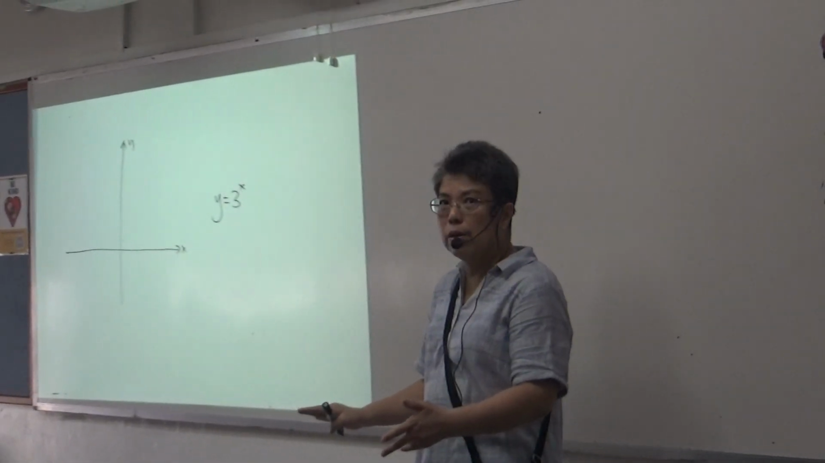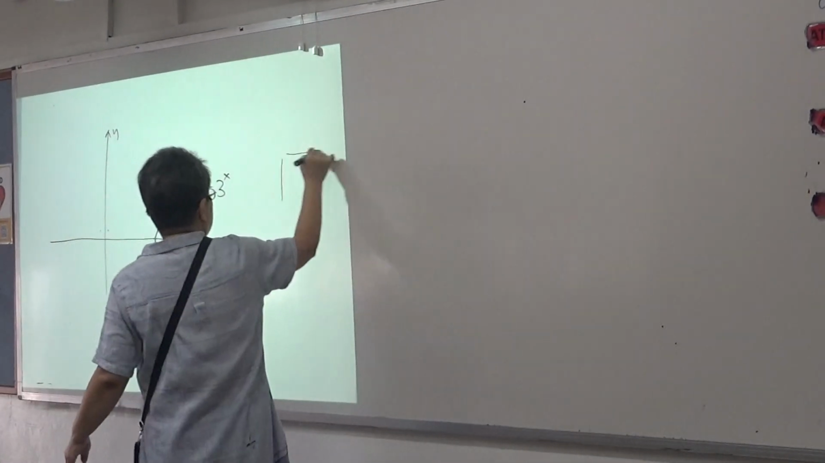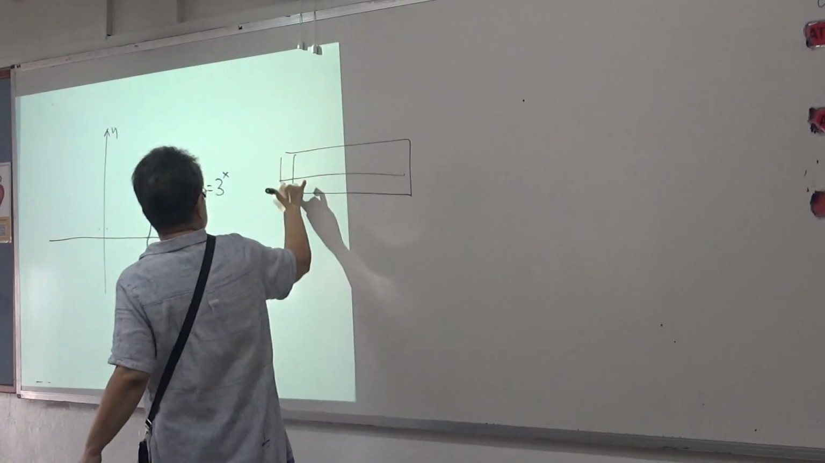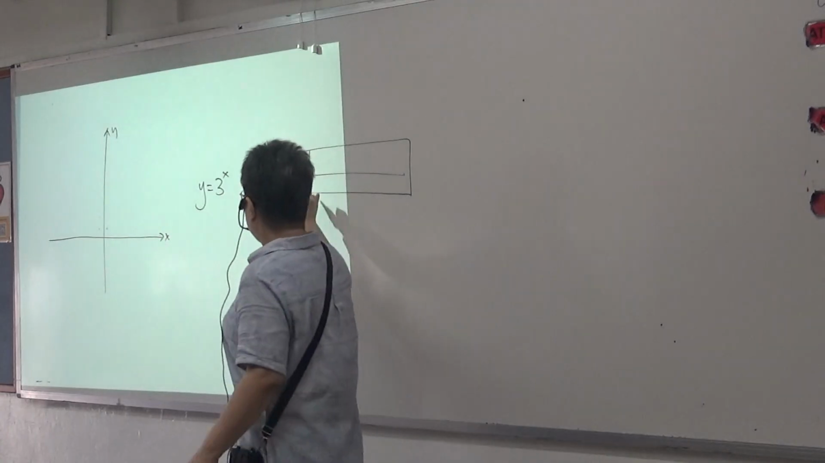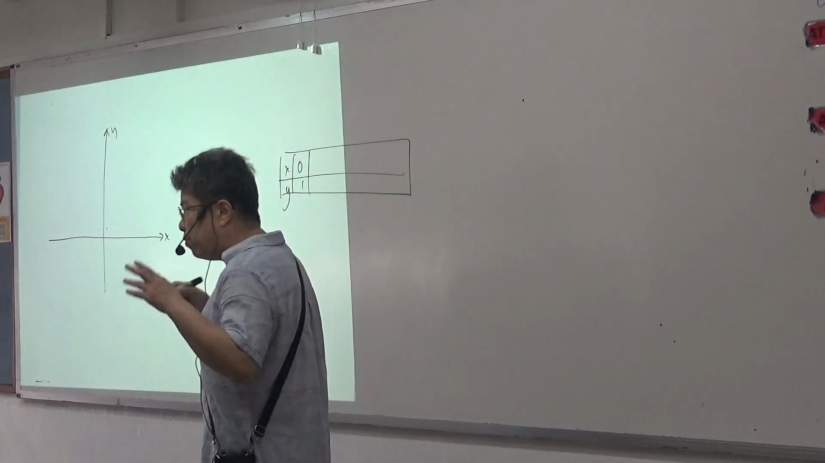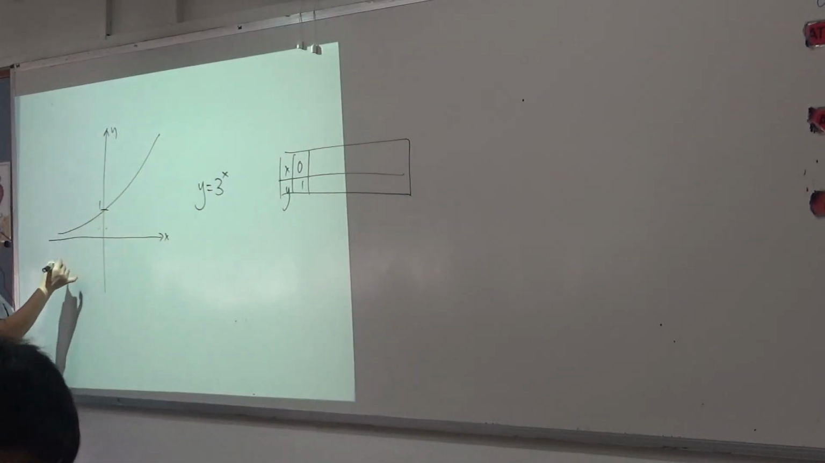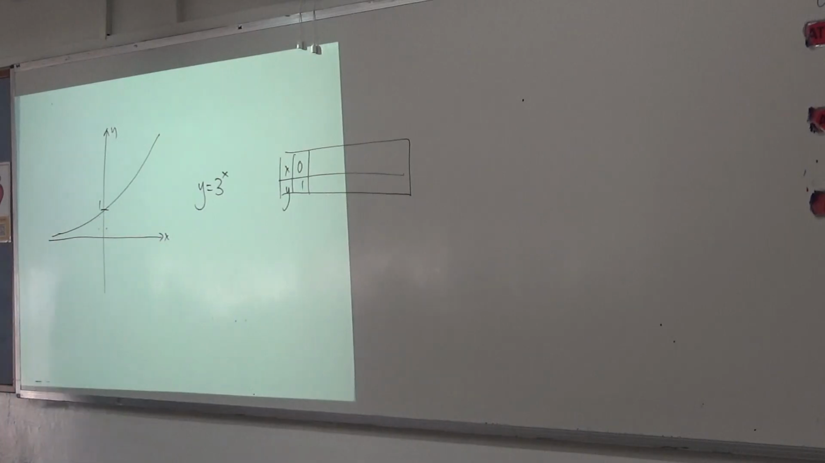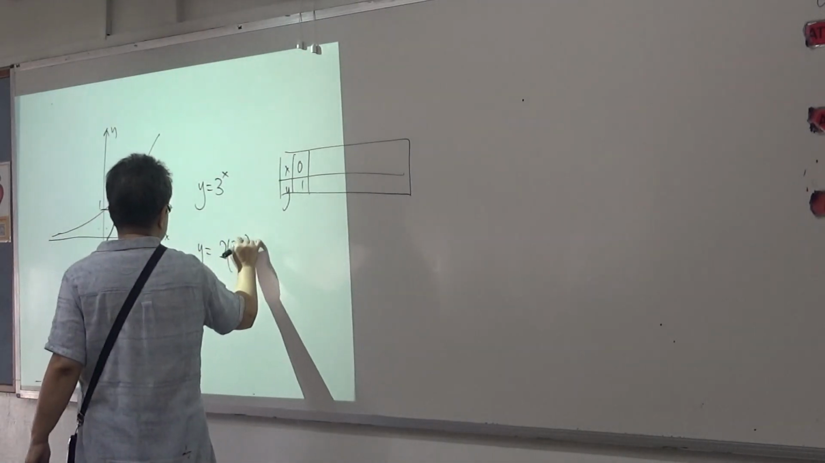Okay? Now, what does it mean? Let's say I have a table. What does it mean when I have x = 0? What will be my y? 1, right? So on and so forth. And if you plot, you will realize that if you go this way, cutting through 1, the x-axis is actually the asymptote. Asymptote means what? Will it cut it? No, it will approach it. Understand?